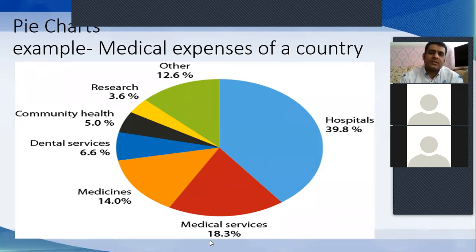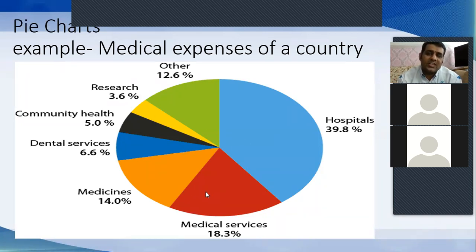Similarly, medical expense is 18.3%, and then it goes to medicine at 14%, something like that. So in this one also, the benefit is there. We can present one simple pie chart. From that pie chart, all the things are self-explanatory.